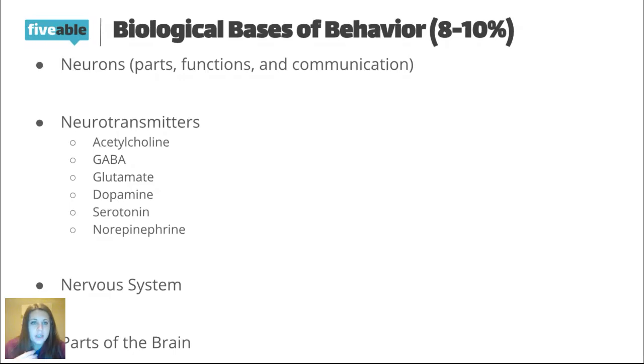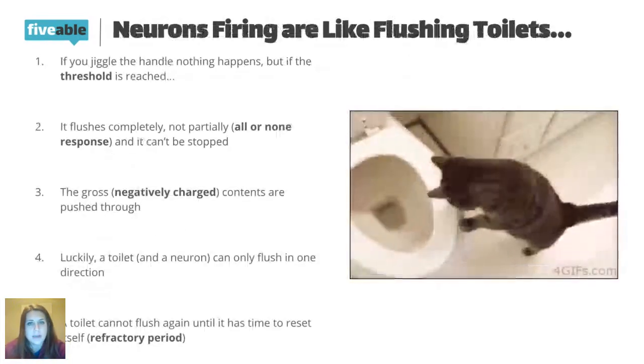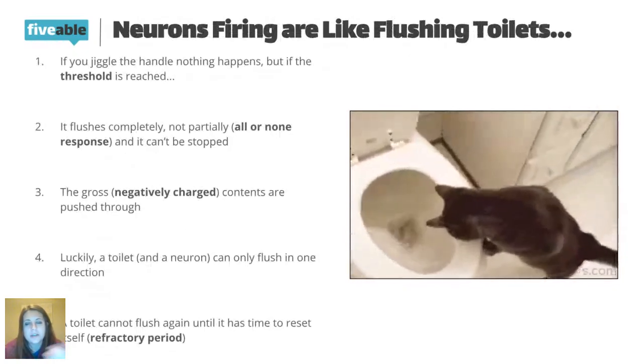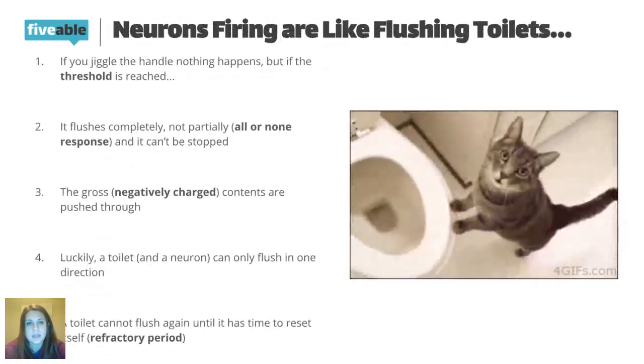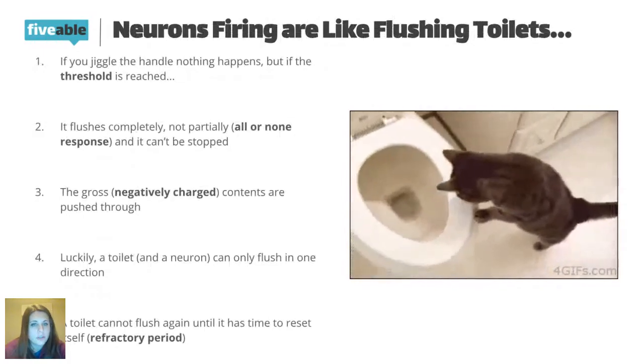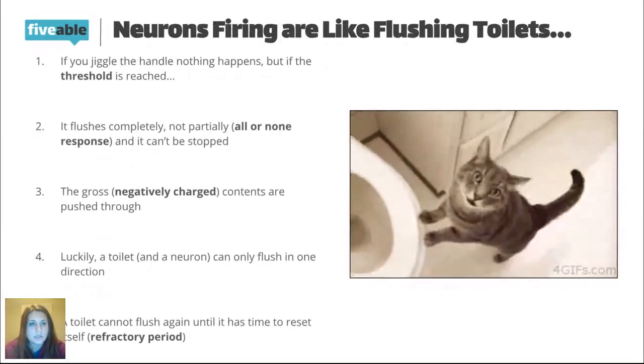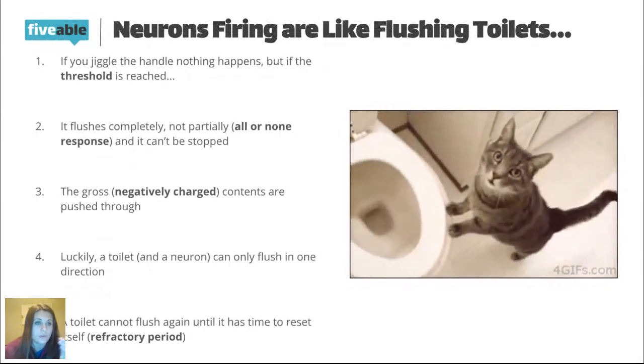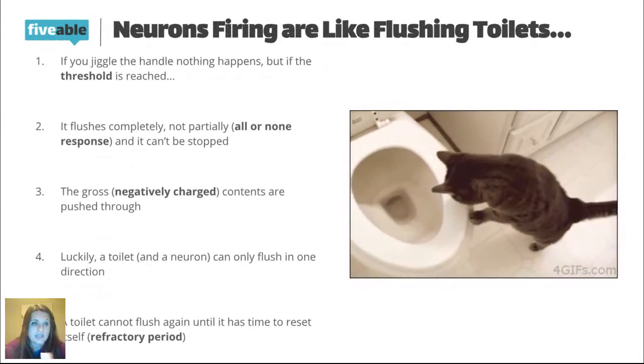So the first thing I want to review is just the idea of neurons firing. We've gone over this in the bio unit, but just to kind of bring this back, remember that a neuron kind of fires like a toilet flushes. Basically, if you just jiggle the handle of the toilet, the threshold isn't reached, and so it can't fire. Same thing with a neuron. You have to reach a certain level for it to actually successfully fire.